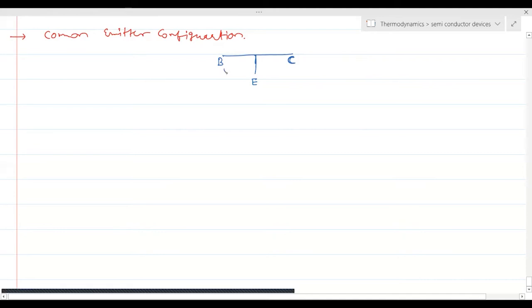That means by using B and E, you connect the input part of the system, and by taking emitter and collector, we see the output part. You have to remember and understand that. The input voltage we call input voltage.